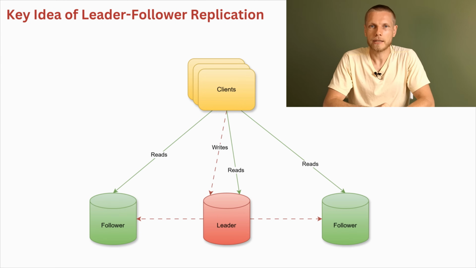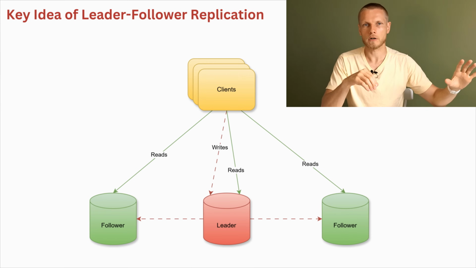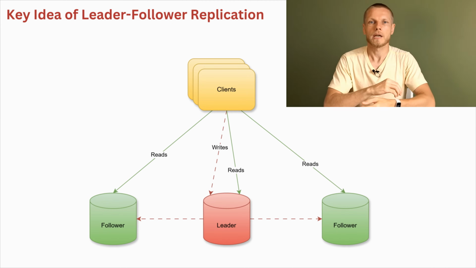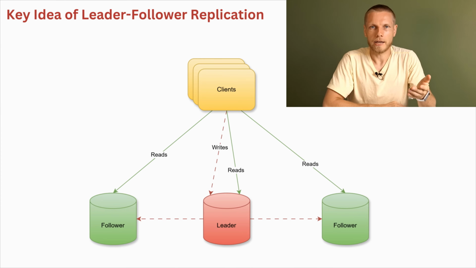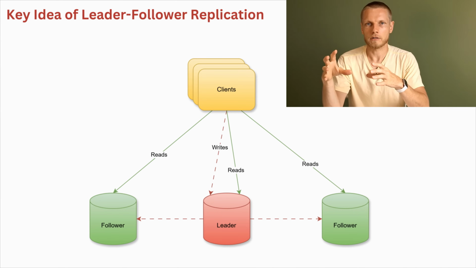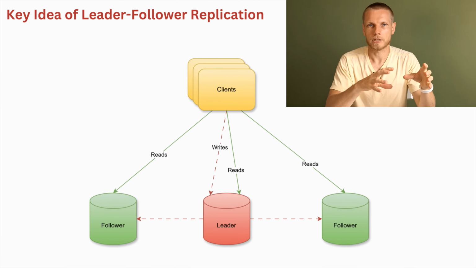The main idea is that we have a single node called leader, or sometimes master or primary, and this node accepts writes, the only one of all nodes. And we have multiple other nodes called followers, replicas, backups, or read replicas. Those nodes are designed only to serve reads. And the leader node constantly streams replication data to follower nodes.